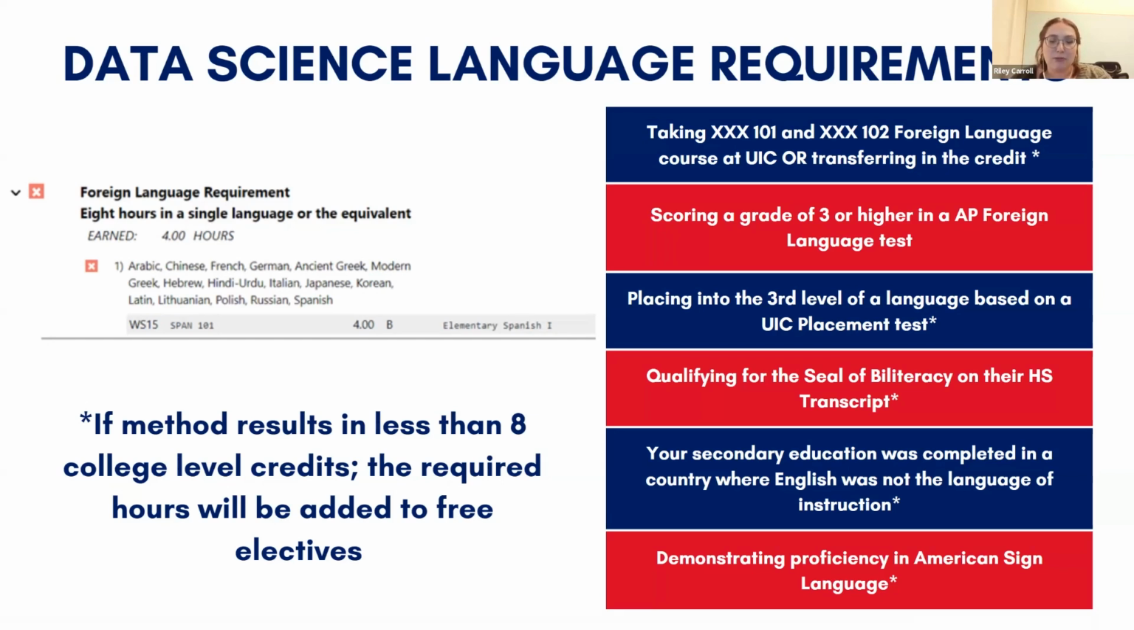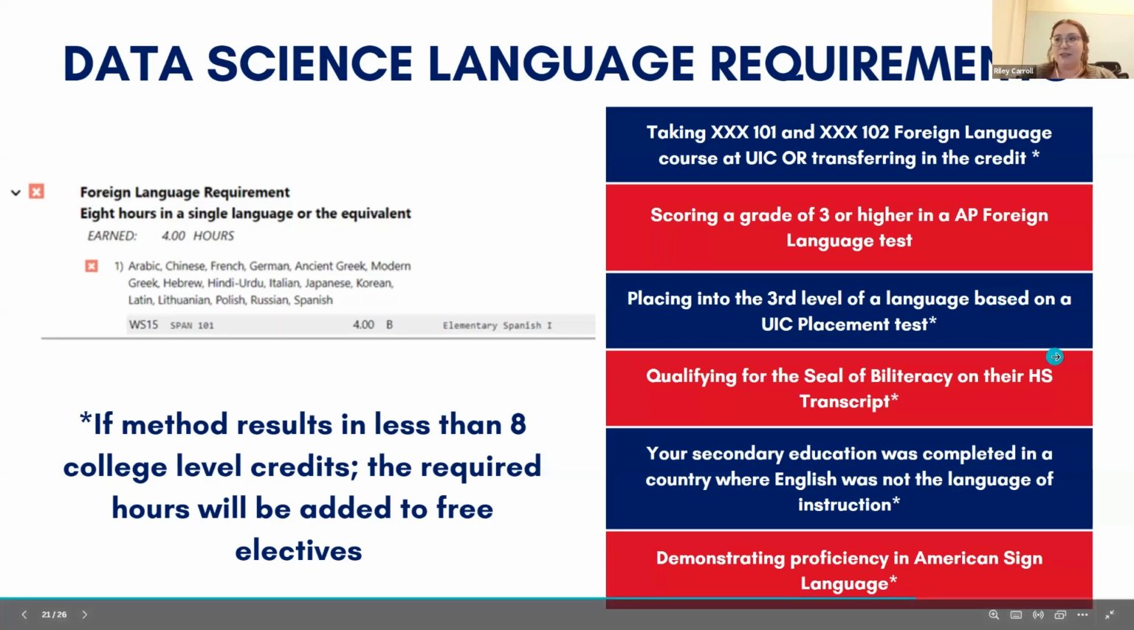If you complete this requirement because you were placed into a 3rd level of a language at UIC via a UIC placement test, if you qualified for the seal of biliteracy, your secondary education was not instructed in English, or you are proficient in ASL and that method did not provide you at least 8 credits, you will need to make up the missing credits with free elective hours.